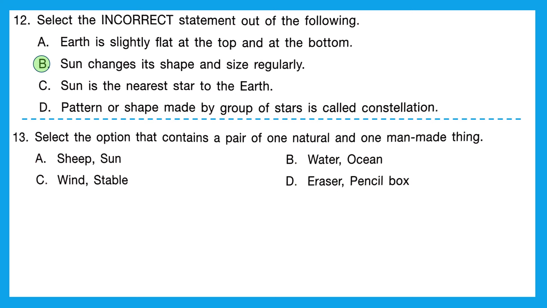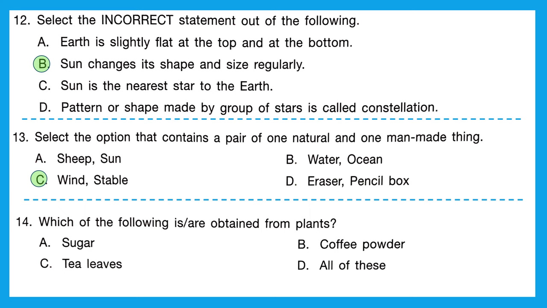C. Wind, stable. So wind is natural and stable is the home of horses, and that is a man-made thing. So this is the pair which we were searching for. One natural and one man-made. Let's see option D also. Eraser, pencil box. These two are artificial things, that is man-made things. Our correct option is option C.